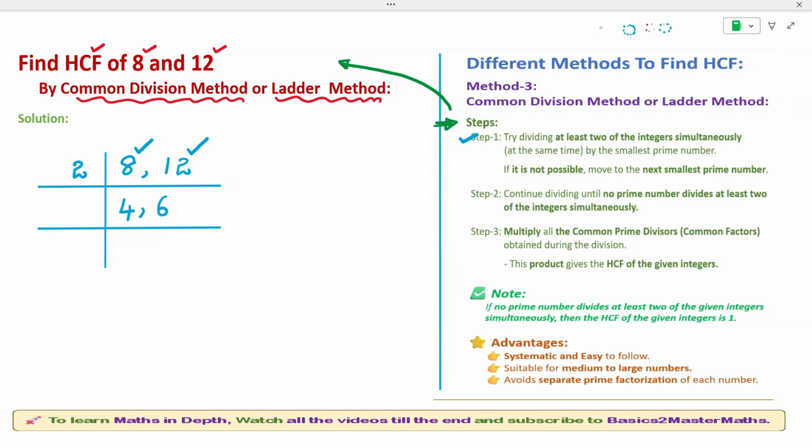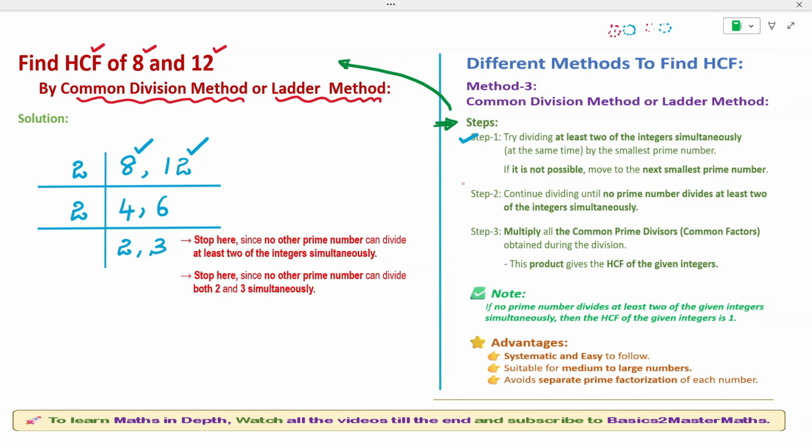Again, start dividing 4 and 6 by the smallest prime 2. Since 2 divides both 4 and 6 exactly at the same time, we get 2 and 3.